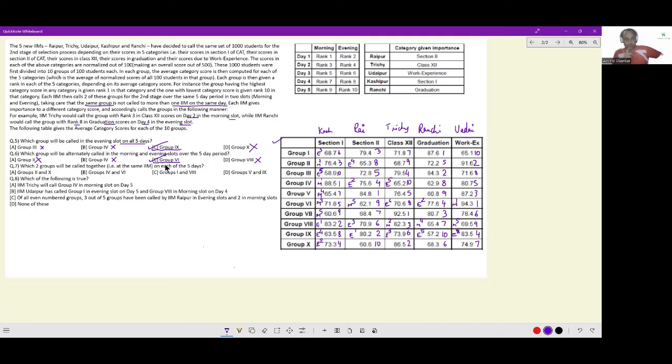Okay, next question. Which two groups will be called together, that is at the same IIM, on each of the 5 days? For you to be called to the same IIM on each of the 5 days, you need to have consecutive ranks in every parameter.